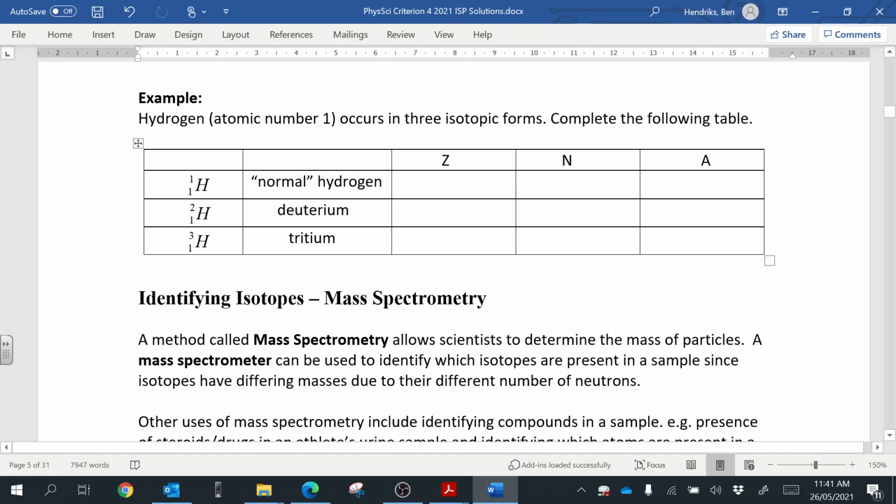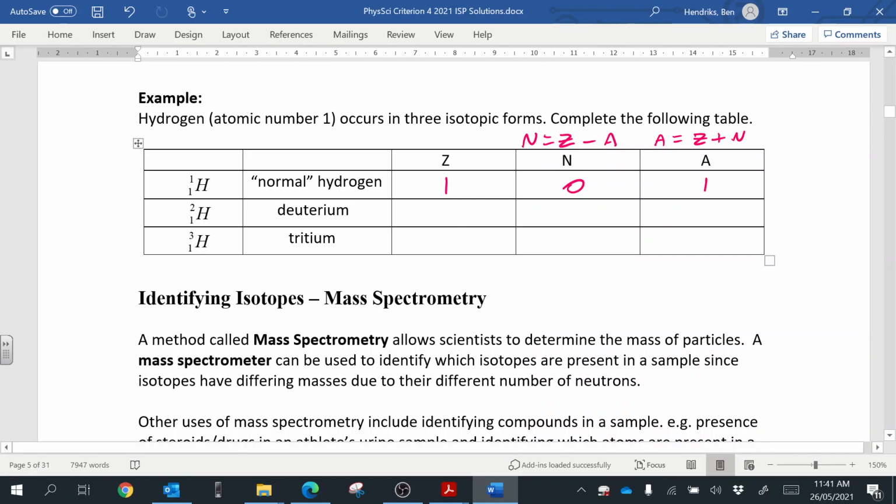And we'll have a look at an example here. So, example, hydrogen, atomic number 1, occurs in 3 isotopic forms. Complete the following table. So, normal hydrogen, in quotation marks, we have an atomic number of 1. Okay, number of neutrons is 0. Okay, because remember N is equal to A minus Z, and A is equal to Z plus N. Okay, and we have 1 there.